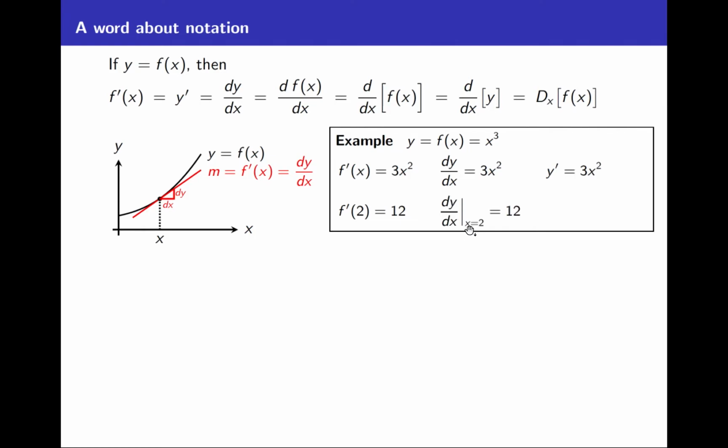If we wanted to plug in x equals 2 to dy/dx, we write it this way: dy/dx with the bar subscripted with an x equals 2. And we read this as dy/dx at x equals 2. It stands for what you would get if you plugged in x equals 2 to the formula for dy/dx. You get 12. Likewise with the y prime, if you wanted to plug in a value like 2, you would say y prime at x equals 2. It's 3 times 2 squared, or 12.